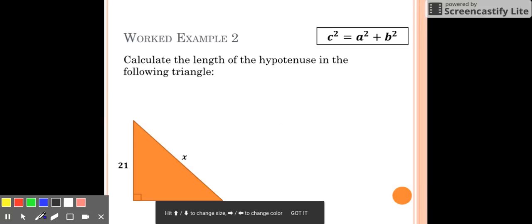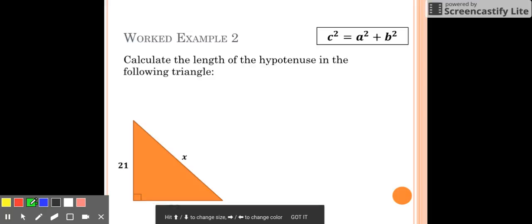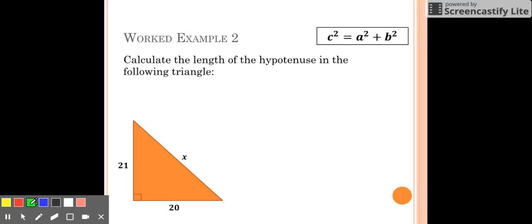Okay, so we've got a right angle triangle. Let's start by labelling the sides of it according to our ABC. So here's the right angle. So the opposite side will be the hypotenuse, and the hypotenuse is C. And then either of the other two sides can be A or B. So I'm going to call them this.